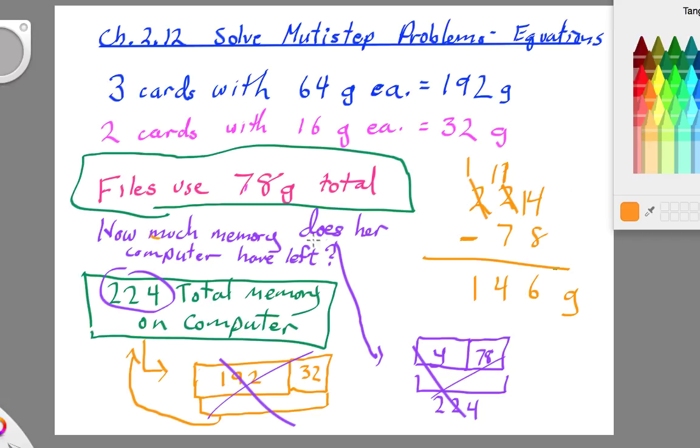How much memory does her computer have left? And that's what would fit right in here where this Y is: 146 gigs. And that takes forever to do a multi-step problem. You have to do several multi-step problems to make this work. Now we're going to do the same problem again, but we're going to use another method. Okay, so it's called order of operations.